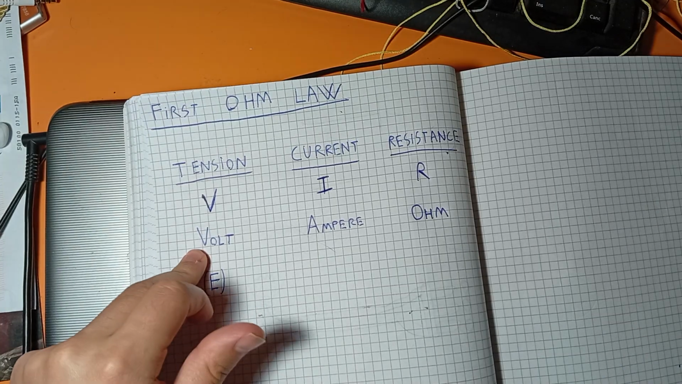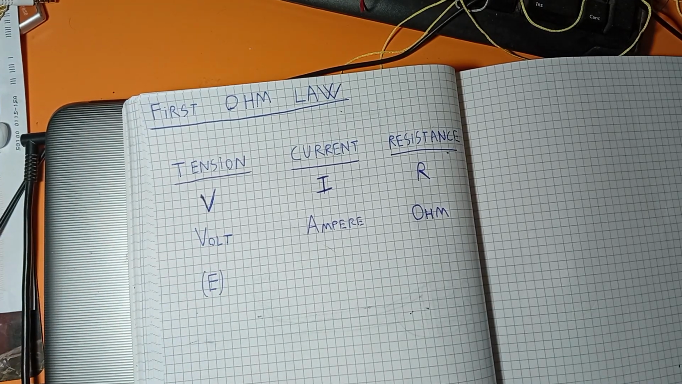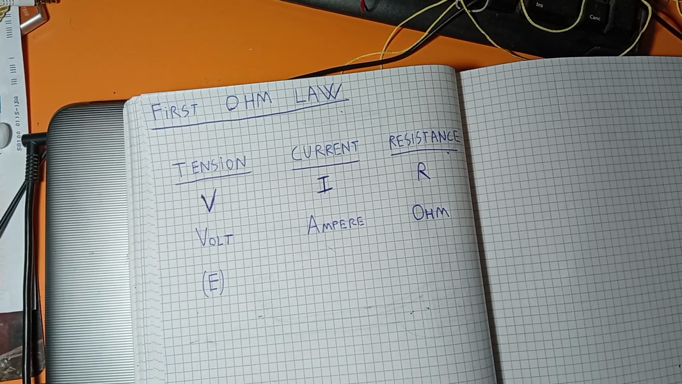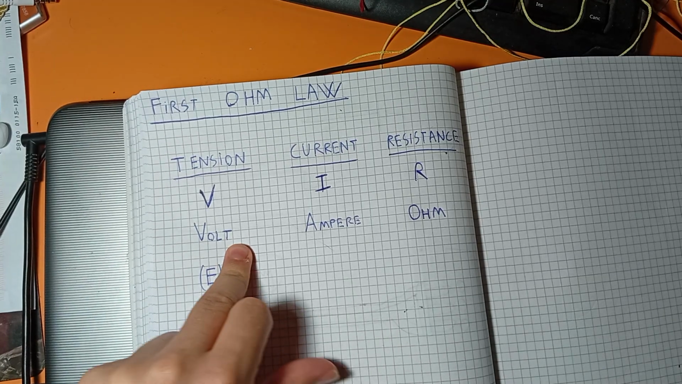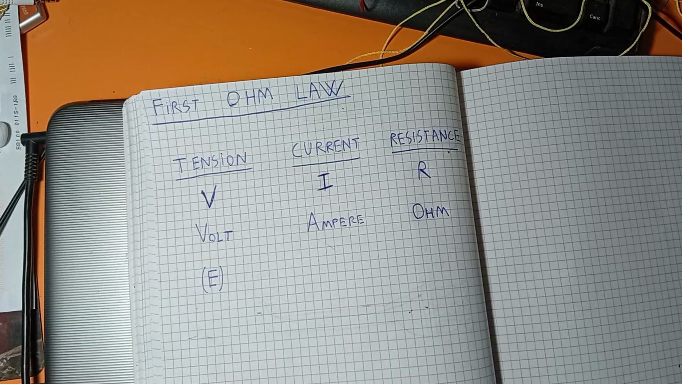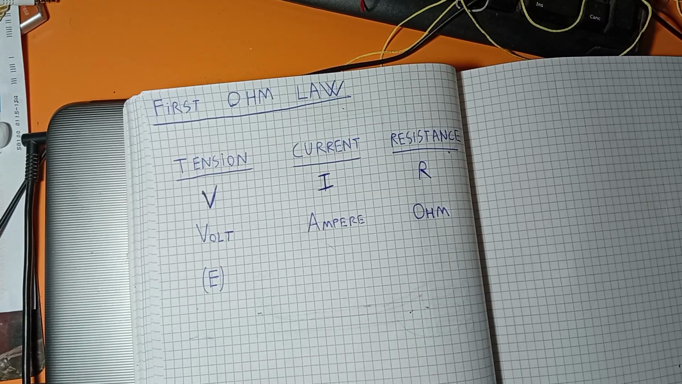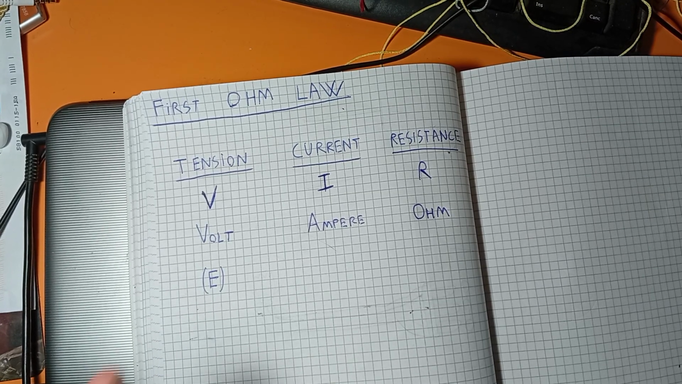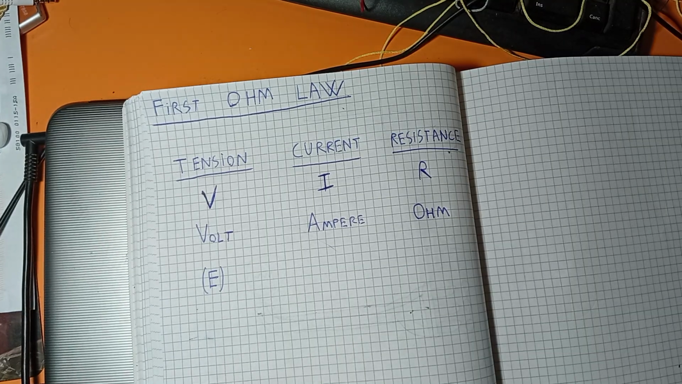While the tension can be 1 volt, 2 volt, 3 volt, 4 volt. Remember, never put the S, even if they are plural. Even if they are 3, 4, 5, 6, you still say they are 3 volt, 4 volt, not 3 volts, 4 volts.